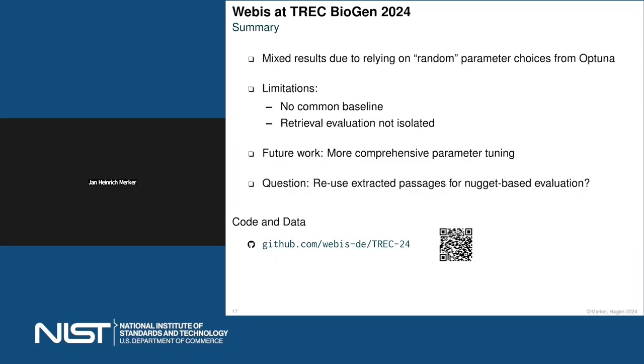So in the future, I would imagine that we just do some more comprehensive parameter tuning, considering more trials to get a better tuning. And also one question I want to bring into the discussion is whether we could maybe just reuse the extracted passages directly for nugget-based evaluation. So this could be something that the task organizers could just use as we generated anyway, and maybe they are close enough to nuggets so that we can use it for evaluation.